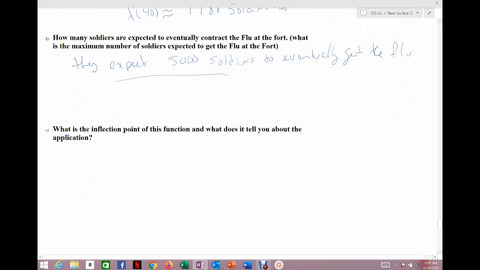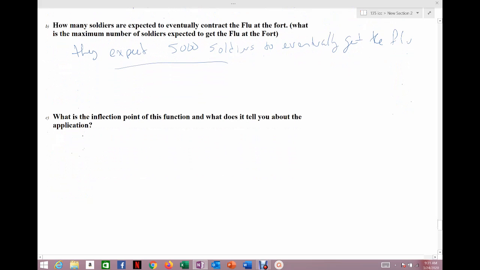All right, what's the inflection point? What does it tell you about the application? The inflection point is when it's half capacity. So we're looking for the inflection point, which is when half the total that we expect to get it. So half is 2,500 have gotten the flu. That's our inflection point, and we want to know when that happens. So we want to find how many days until we're at half the number of soldiers who are going to get the flu. There are two ways to do it.